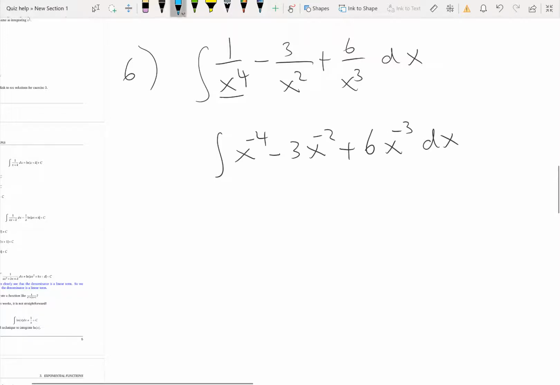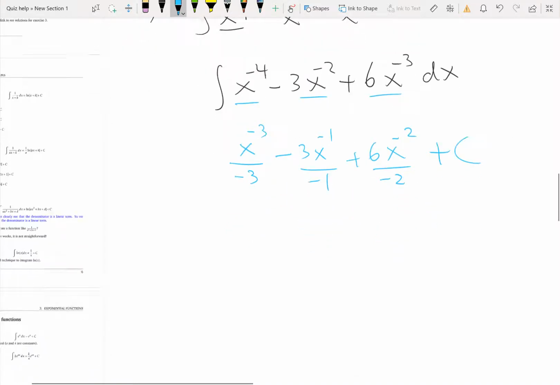Now what I'm going to do, I'm going to integrate each term separately in my mind and write the answer. So x to the negative 4, now I'm going to do that very fast. It will be x to the negative 4 plus 1 is negative 3, divided by negative 3. Hopefully I don't get anything wrong. Negative 3 times x to the negative 2 plus 1 is negative 1 over negative 1. Plus 6x to the negative 3 plus 1 is negative 2 divided by negative 2 plus c.